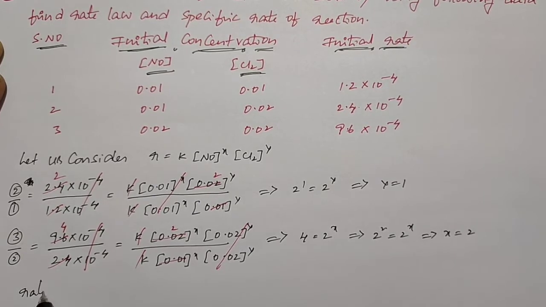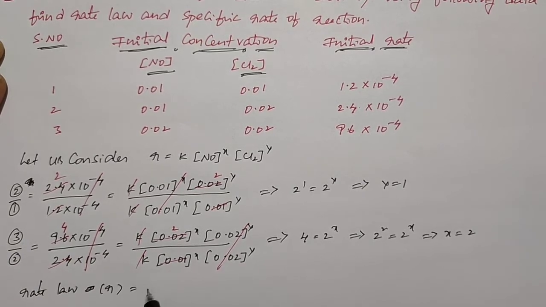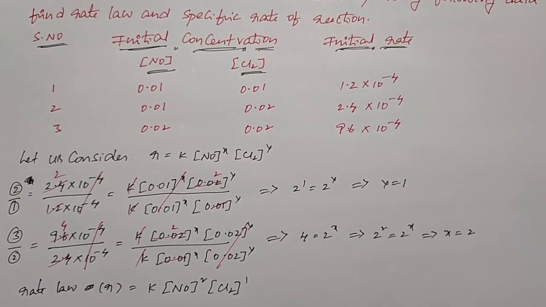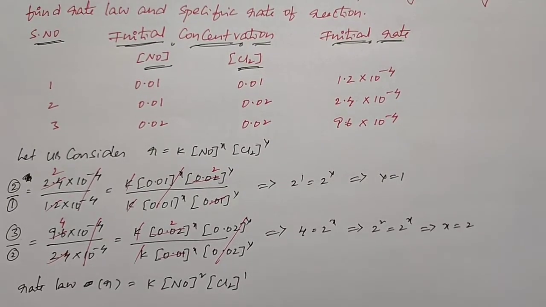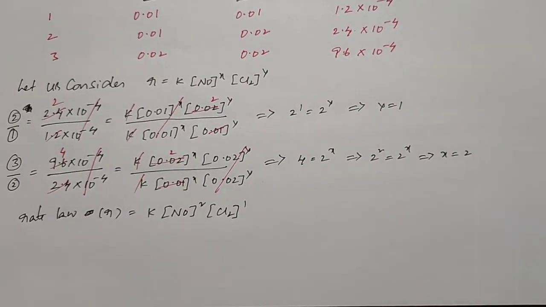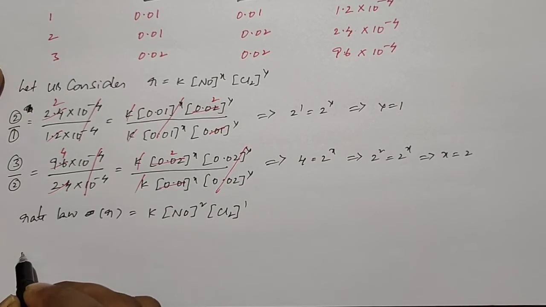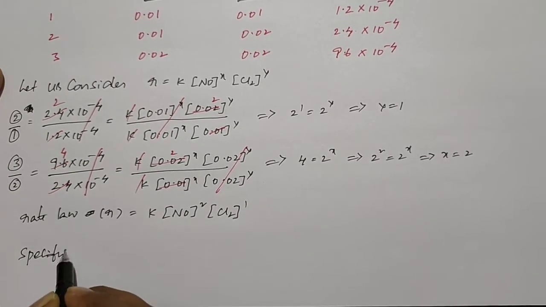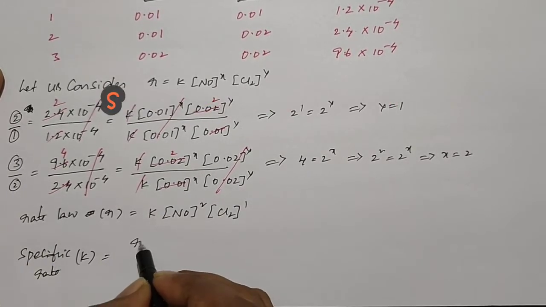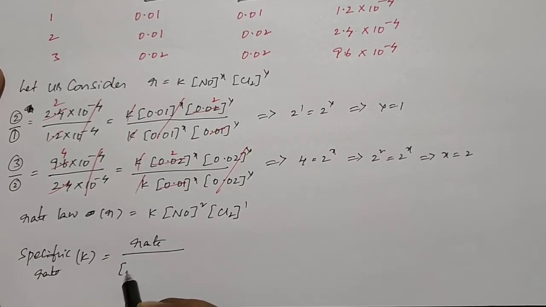Now the rate law R is equal to k into concentration of NO power 2 into concentration of Cl2 power 1. So this is the rate law. When you observe the question, they are asking about the specific rate also. So from this rate law we can write the specific rate k is equal to rate by concentration of NO power 2 into concentration of Cl2 power 1.